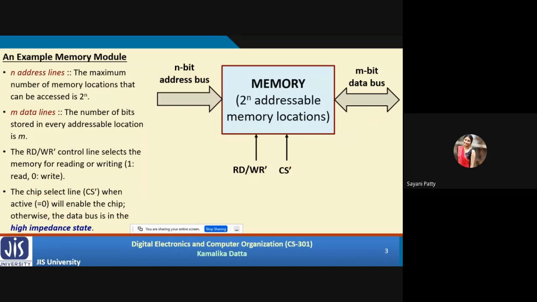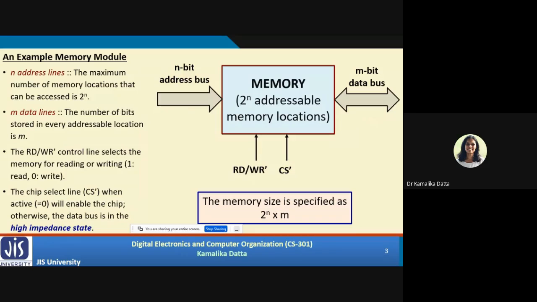Please remember, memory size is specified as 2 to the power n cross m. Here both of them are byte oriented. Each one is byte oriented. So I'll give you 1 gigabyte or 1 megabyte like that, and each is a byte.